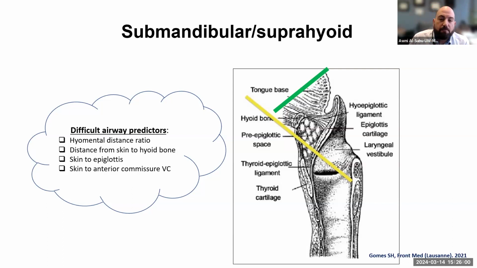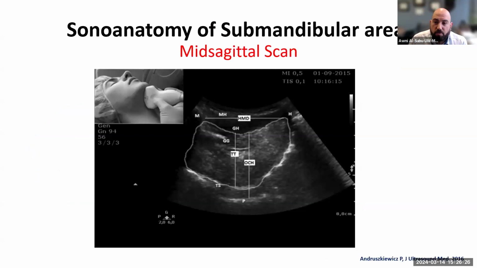And finally, the other one that the literature looks into is the tongue thickness, and that, of course, evaluates whether there are limitations on the oropharyngeal space, and could any of that restrict laryngoscopy. As we all know, a small oral cavity could impair your instrumentation and visualization. So first, we'll start with how to get the submandibular area mid-sagittal scan.